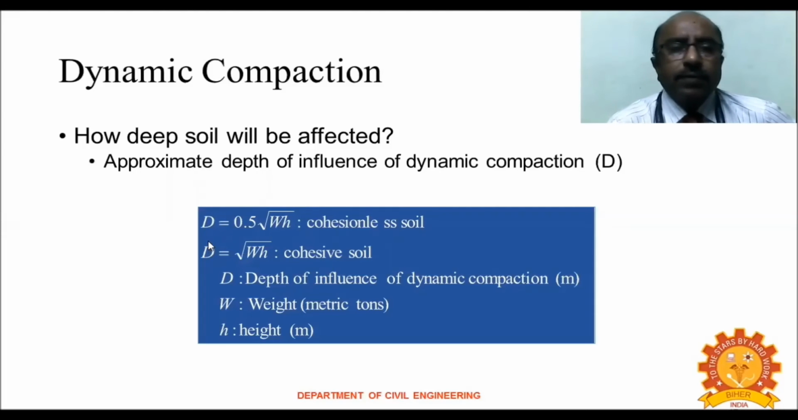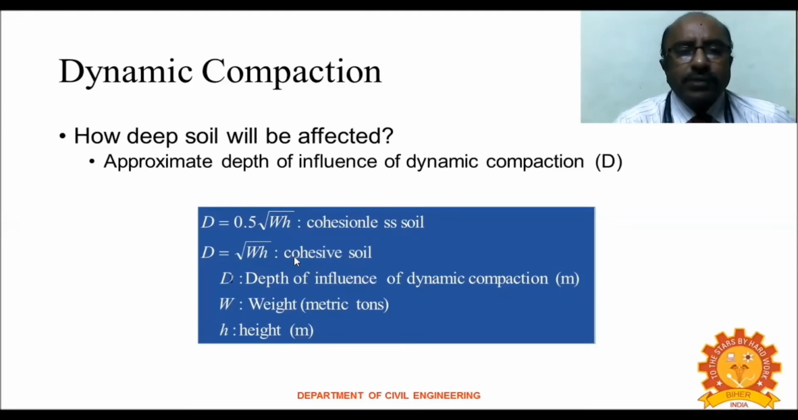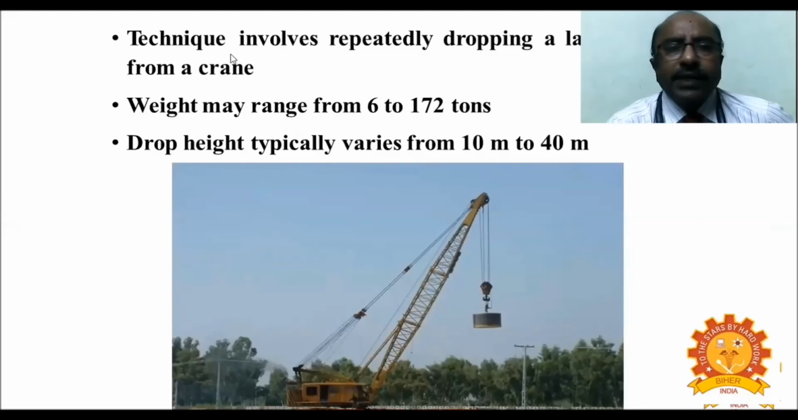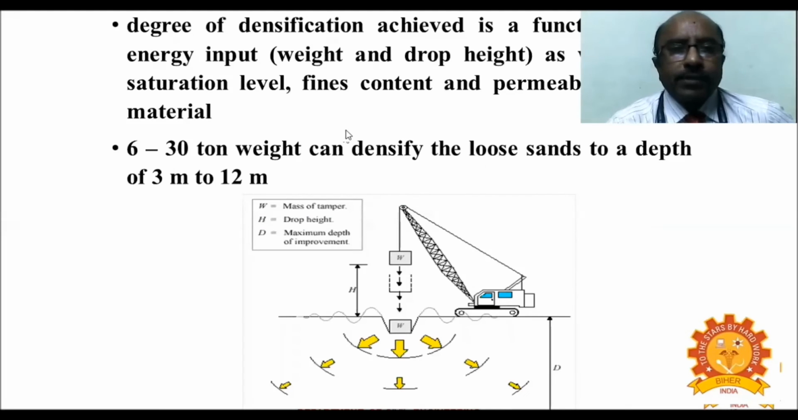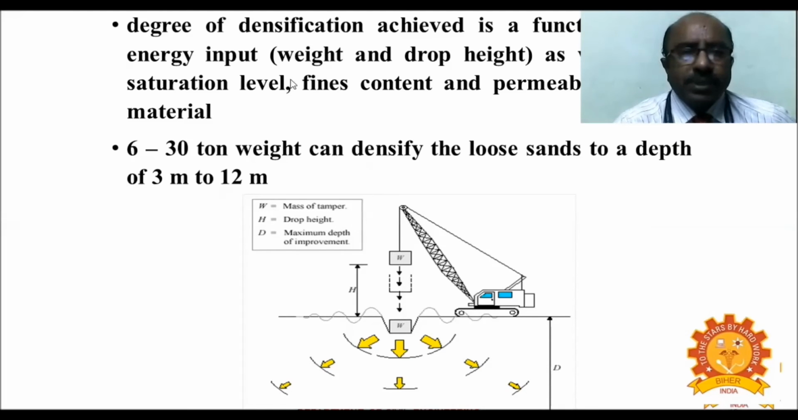So this is the equation, D is 0.5 root WH, in case of granular soil, whereas if it is a cohesive soil, the 0.5 is not there, it is just root of WH. And the technique involves repeated dropping of a large hammer from a crane, and this is the weight and this is the height. The result depends upon the energy input, that is, the weight and the height.